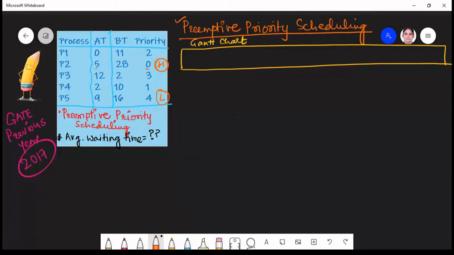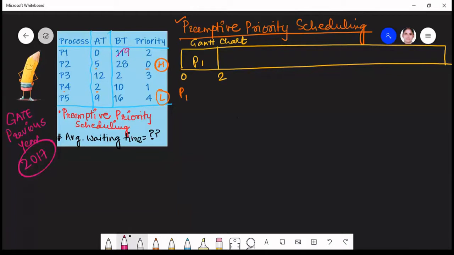So let's see which process is available at the 0th millisecond. We have only P1 with us, so obviously it is going to take the CPU. Now P1 will occupy the CPU, and how long will it run? Not 5 milliseconds, because as you can see, after 2 milliseconds the P4 process arrives, and it is going to preempt P1. So let's run P1 for only 2 milliseconds. The remaining time is 9.